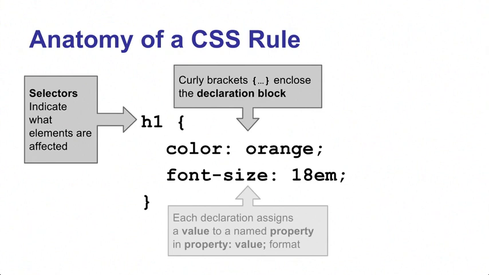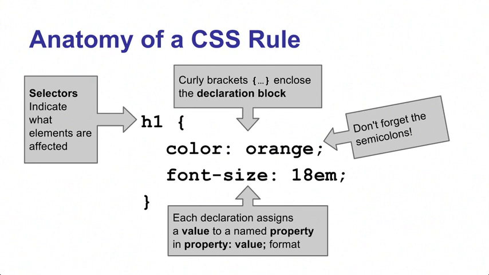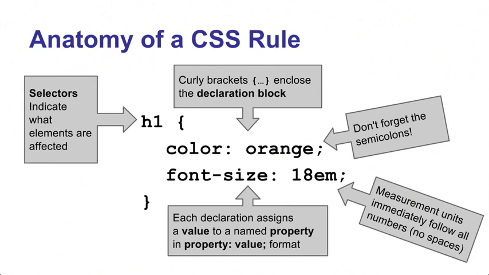The other half of the rule is the declaration block, which sets the values of properties for the selected elements. The format of each declaration is property:value, with a semicolon after the value. Finally, for numerical values, for sizes and similar quantities, the unit of measurement immediately follows the number. In the case shown here, the font size is being specified relative to the size of the default font.